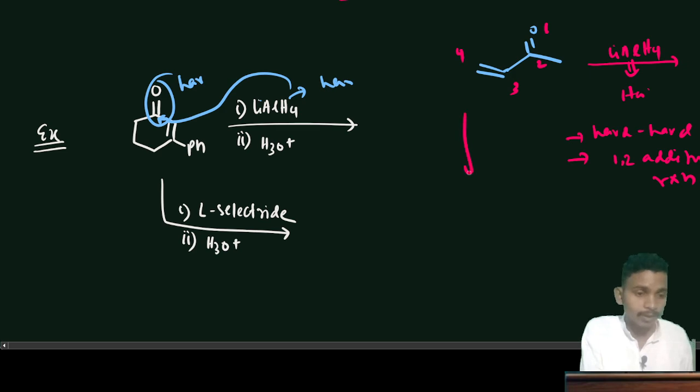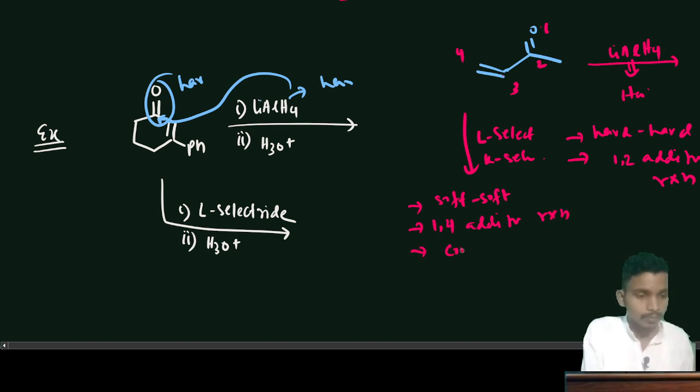In the other case, if we give L-selectride or K-selectride, or you give NaBH4, in that case, with 1, 2, 3, 4, 1,4 addition will happen. That is soft, or we can say 1,4 addition reactions will happen. This is also called conjugate addition, because this is going to shift, this is in conjugation, so conjugate additions.